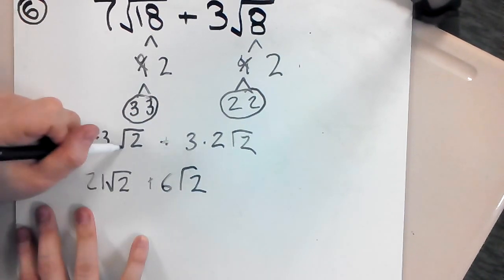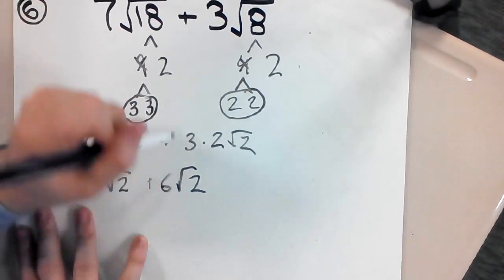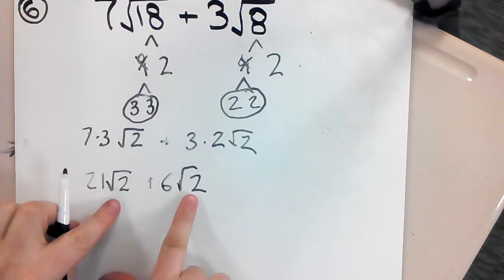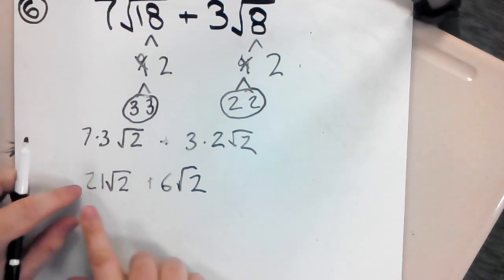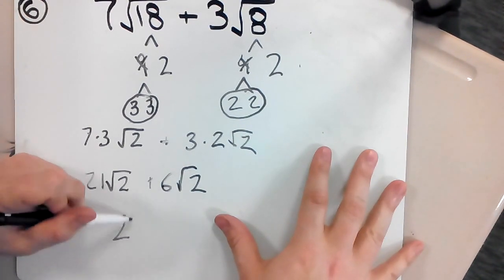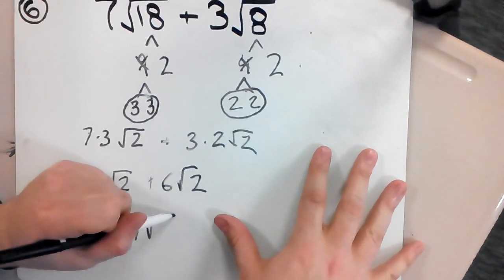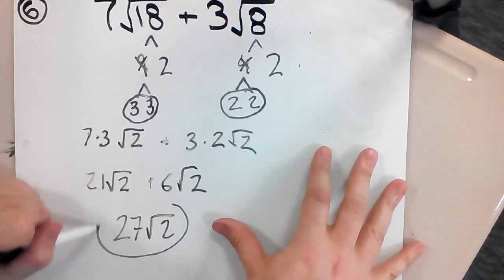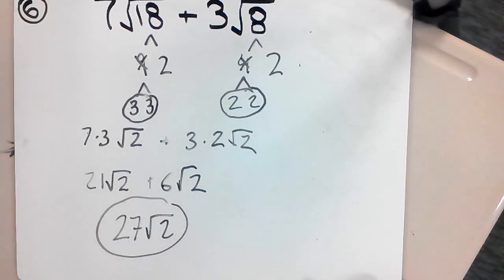All right. Let's put the little check marks there so it doesn't look like division. Now they look the same. So now I can add them together. 21 plus 6 is 27. Square root 2. That one is done. All right, next.